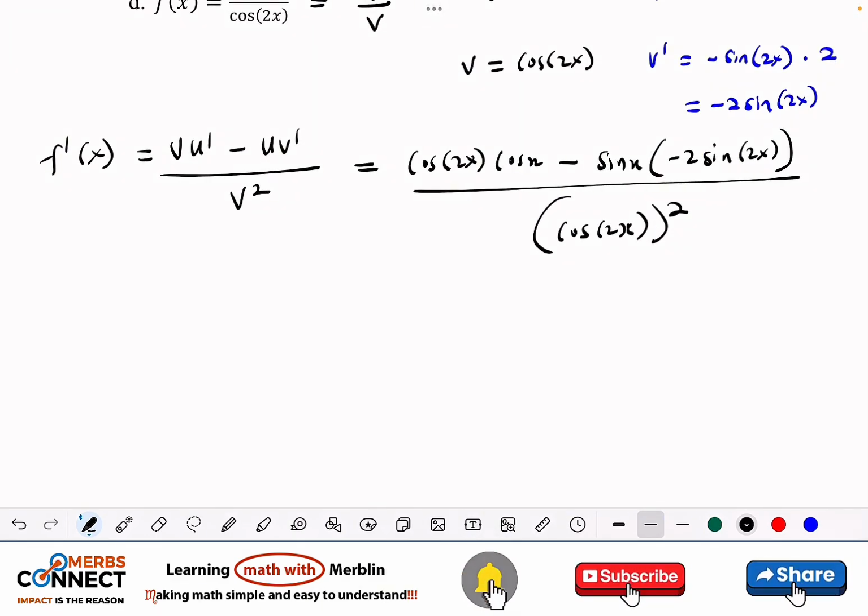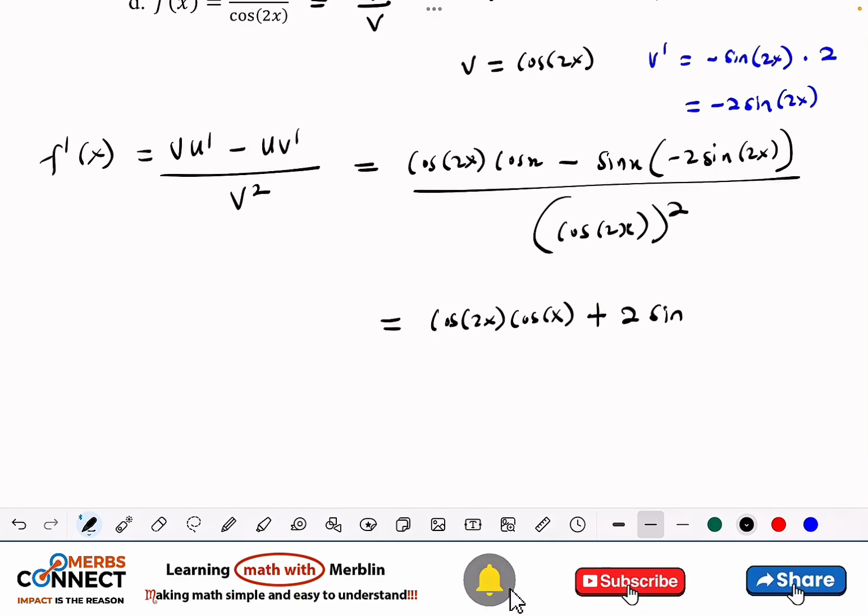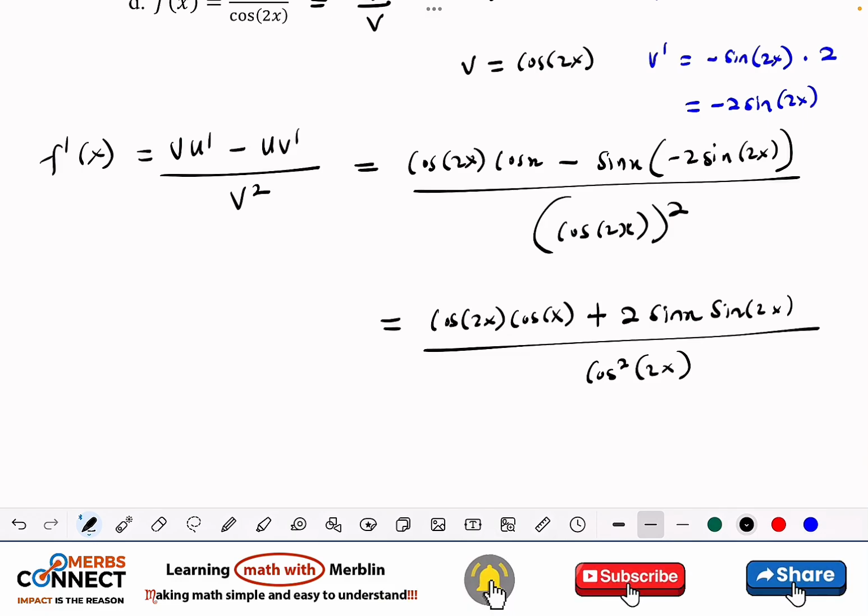If you want to do some small simplification there, you are going to have cos 2x cos x plus 2 sine x sine 2x, all divided by cos squared 2x. So this is what we are going to get. I think we cannot cancel anything from there. So boom, that is what we are going to get from the top.